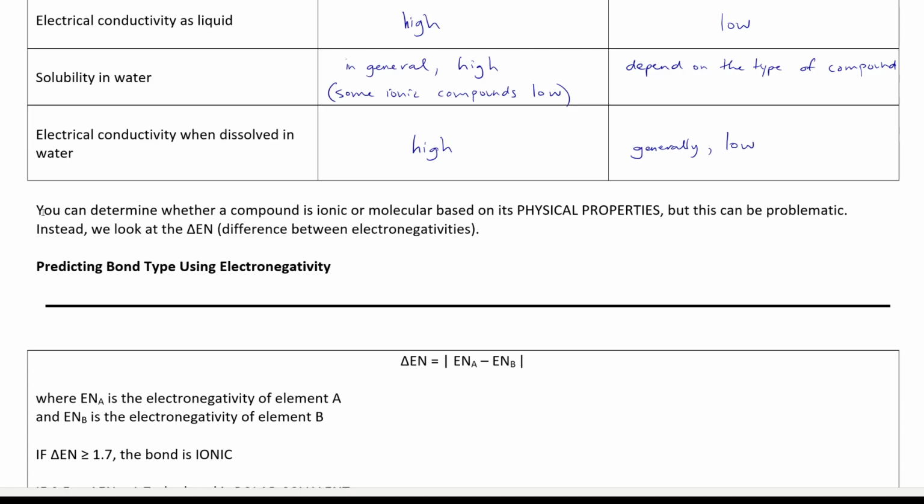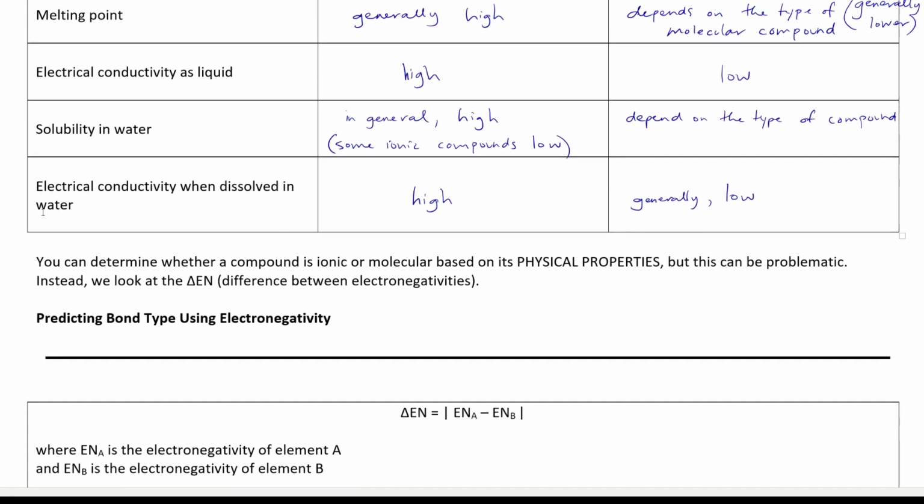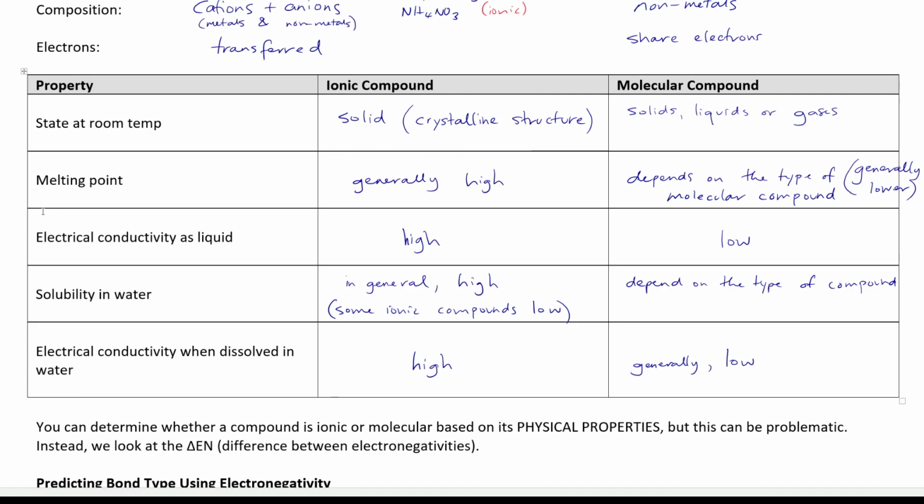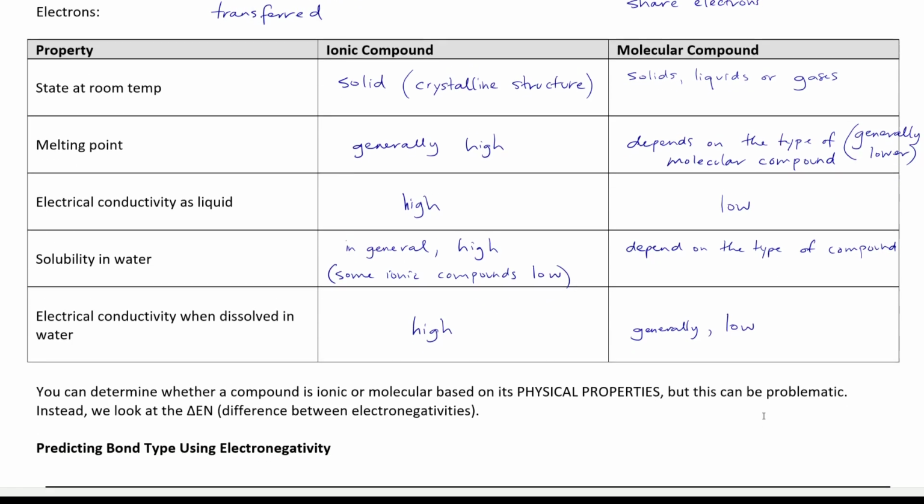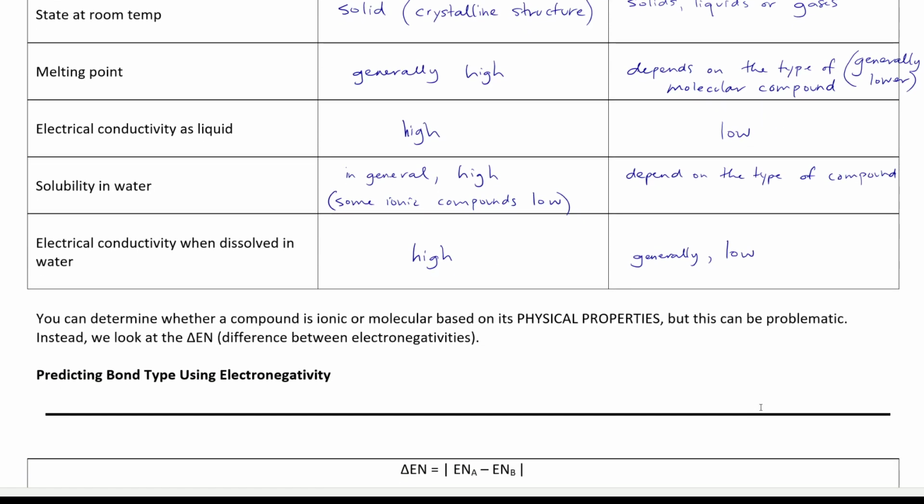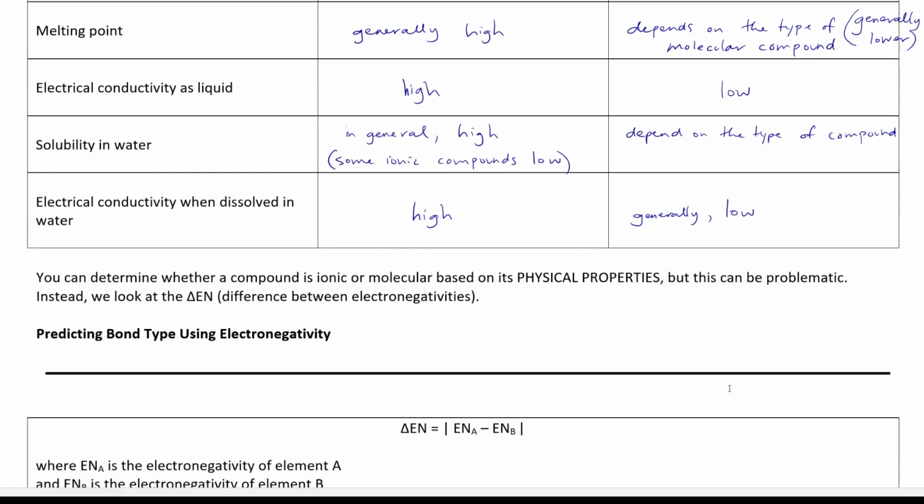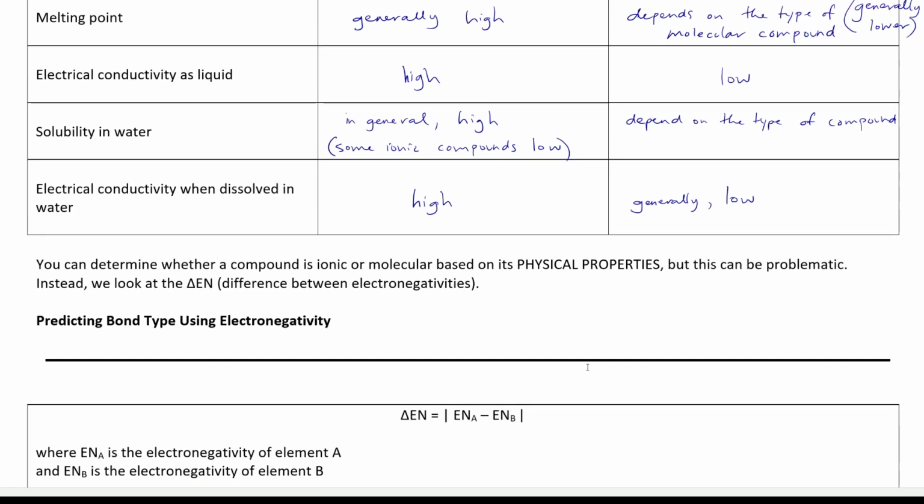You can determine whether a compound is ionic or molecular based on its physical properties. So as we can see here, we can take a look at the physical properties of a substance, and I can guess that it is either ionic or molecular. But as we can see, this can be problematic because there are some exceptions. And so we need a better system to classify whether a compound is ionic or molecular.